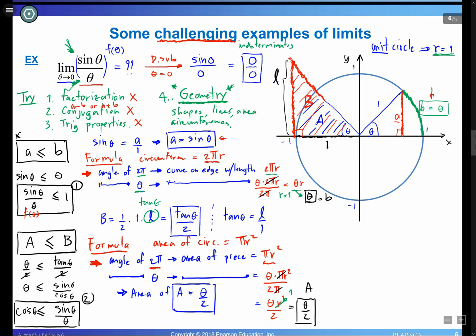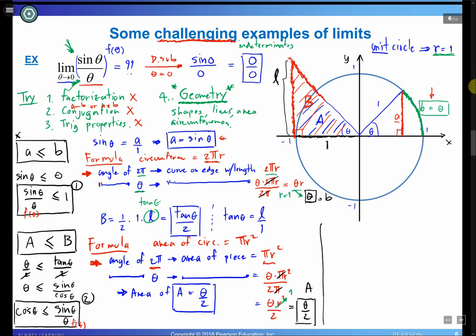Keep in mind that the left hand side of this inequality is sine theta over theta. And this sine theta over theta right here is the function of theta that we had in the beginning, f of theta.